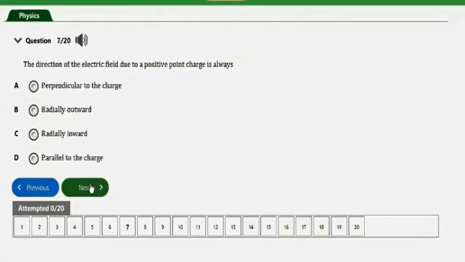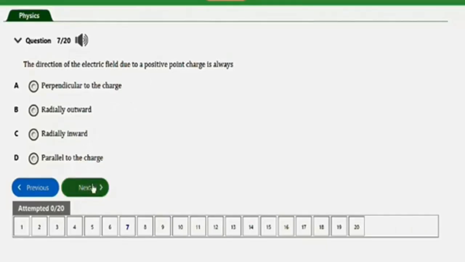Next question will be this one. It says, the direction of the electric field due to positive point charge is always, option A, perpendicular to the charge, radially outward, radially inward, parallel to the charge. The right option is option B, which is radially outward. Take note of this particular question as well, guys.